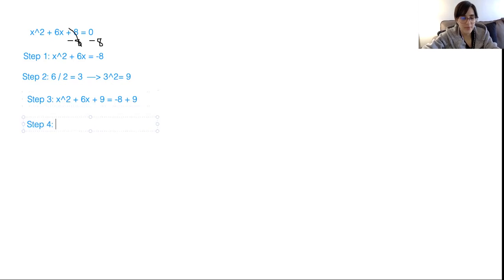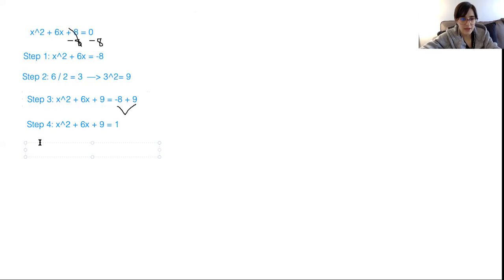My next step, step 4, I'm just going to do the math on the right side of this equal sign, negative 8 plus 9, but I need to carry everything else down still. So I have x squared plus 6x plus 9 equals negative 8 plus 9 is 1. Okay. So all I did for this step was to actually do this.